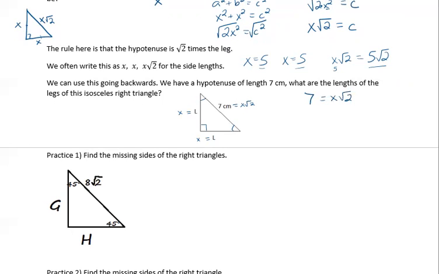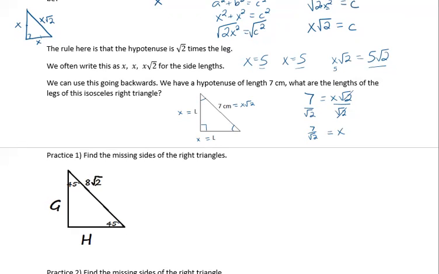How do I get x by itself? Because that's what the other legs are equal to, just a 1x. I'd have to divide by whatever's multiplied by the x. So I'm going to divide by the square root of 2. Over here, that's going to cancel out, so I'm just left with x. So I have x is equal to 7 over the square root of 2. Can we leave it this way?